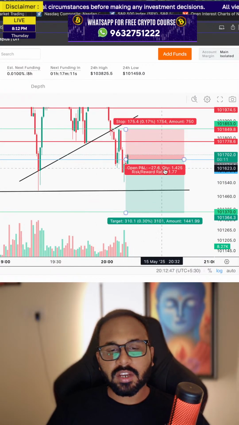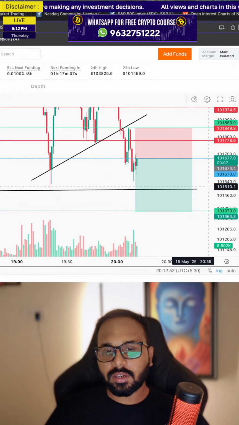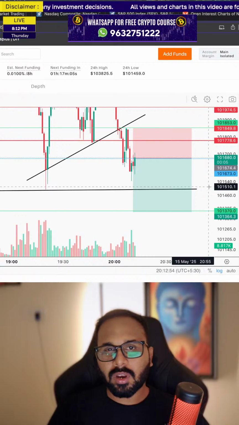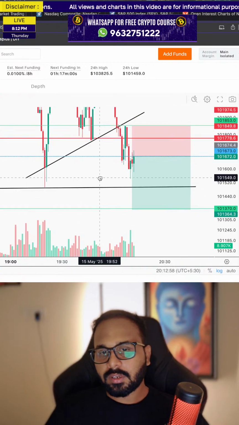This is going to be my last trade for the day. Already 4 trades I have taken. So to a certain extent, things have gone as per the plan, except that one small mistake, one trade I did a little bit early.